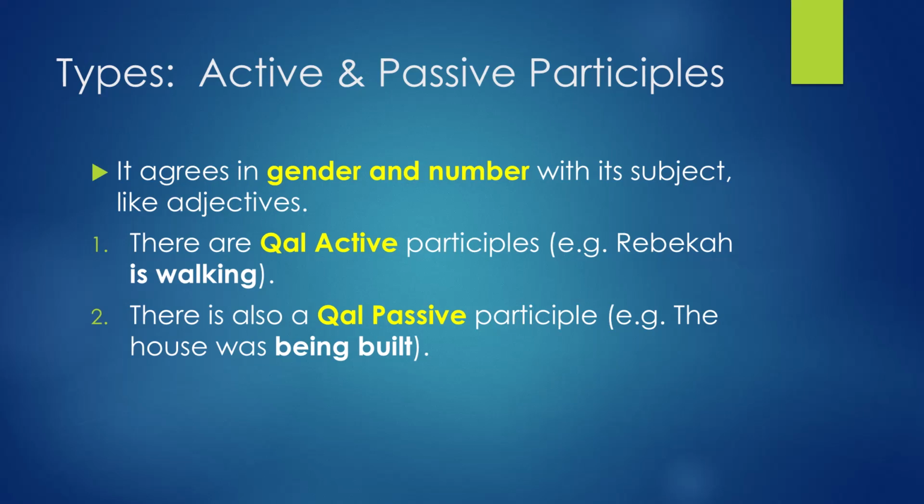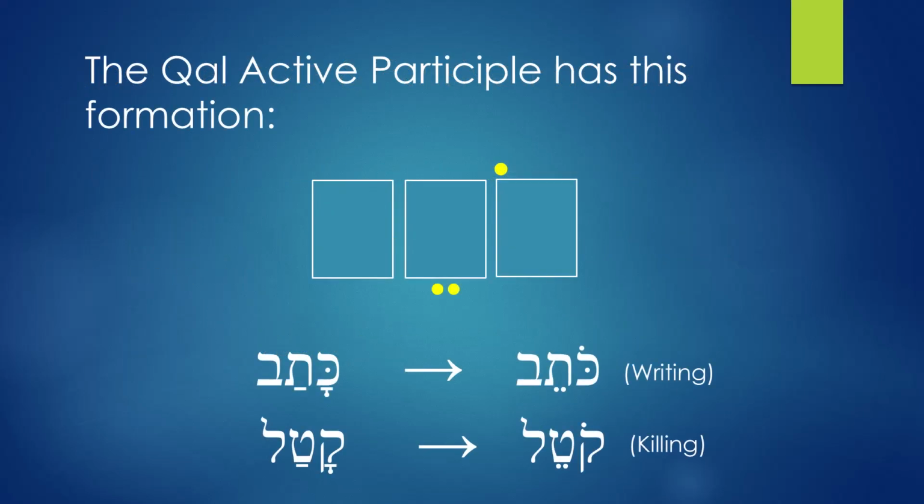Let's look at how participles are formed. Let's start with the Qal active participle. The Qal active participle is generally formed with holem after the first consonant and sere after the second consonant. So you have holem on the first consonant, and the second consonant takes sere. And so that gives you the sound o-e. So when you see holem and sere, more especially holem on the first consonant, know that you're looking at a participle, specifically a Qal active participle.